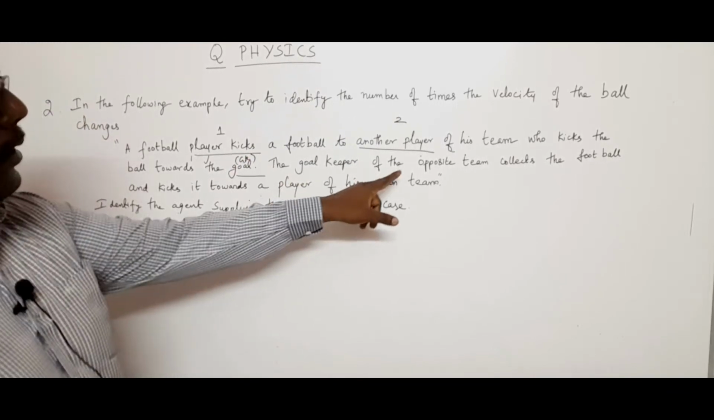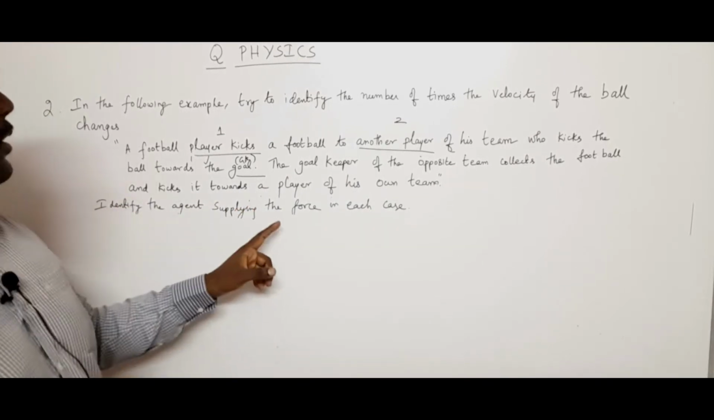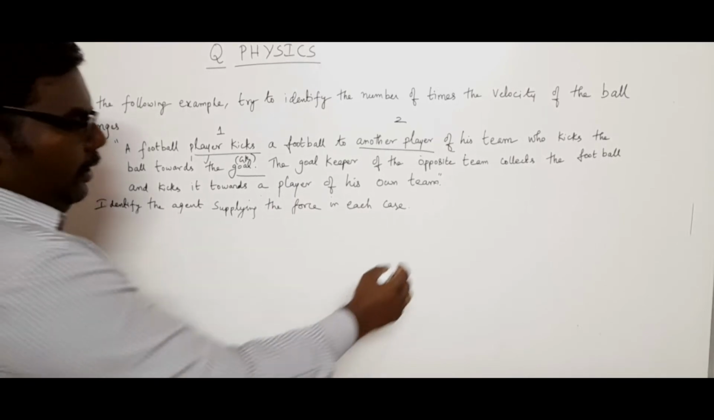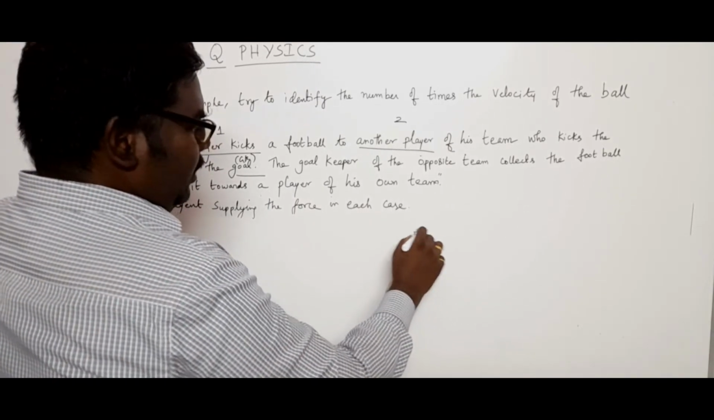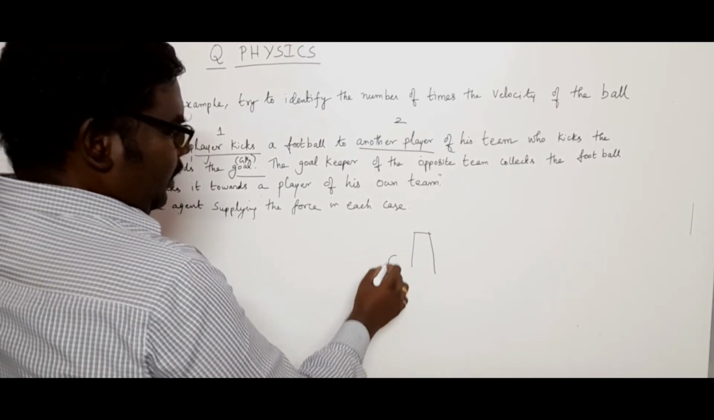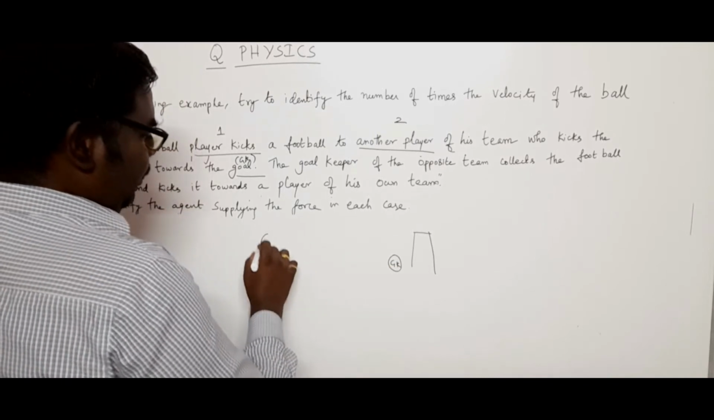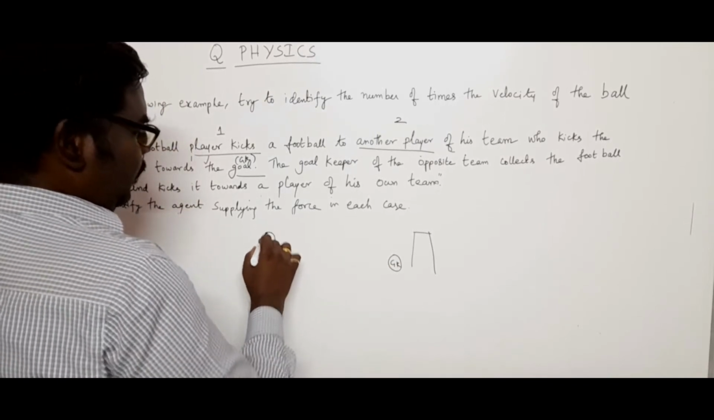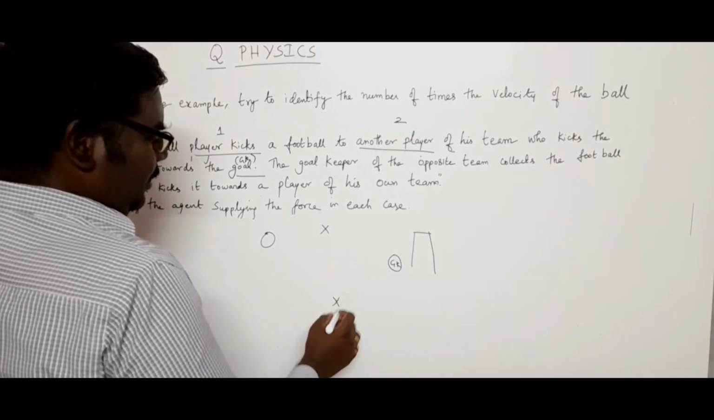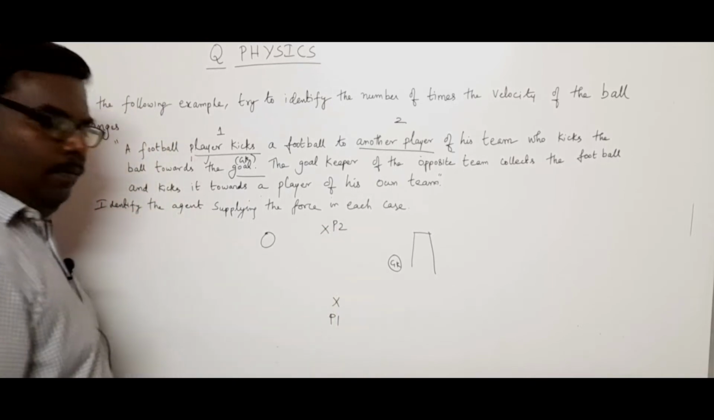The goalkeeper of the opposite team collects the ball and kicks it towards a player of his own team. So he is kicking the ball again to his own team. Now we imagine the goal post, and this is the goalkeeper, and this is the player who is related to the goalkeeper, and the opponents are marked with X, and this is player 1 and this is player 2.